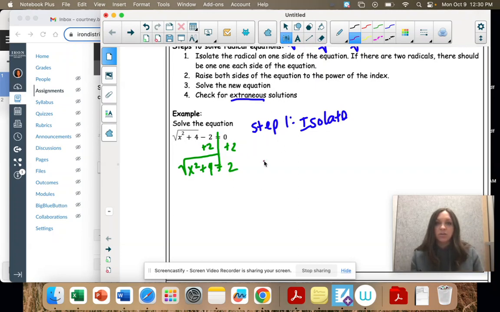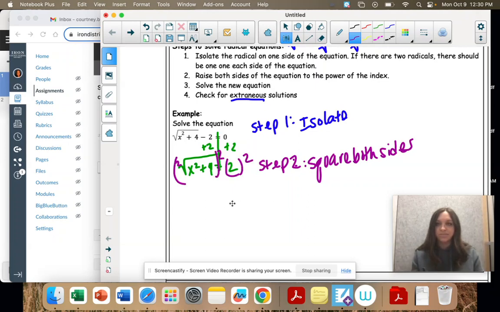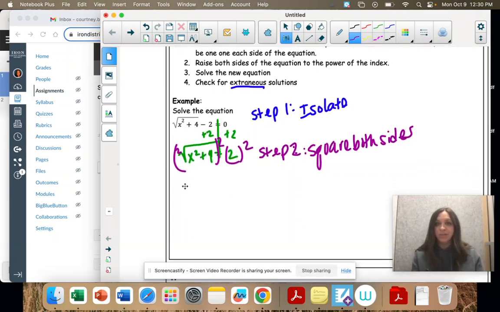Okay, step 2 is raise both sides of the equation to the power of the index. On a square root, you can't see the index, it's a 2. So what we're going to do is square both sides. So I'm going to square this and square this. What that does is it makes the square root go away. Yay! Just like the least common denominator made the fractions go away. So I'm left with what's underneath, x squared plus 4 equals 2 squared, which is 4.